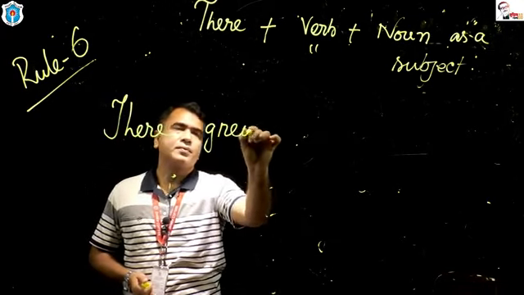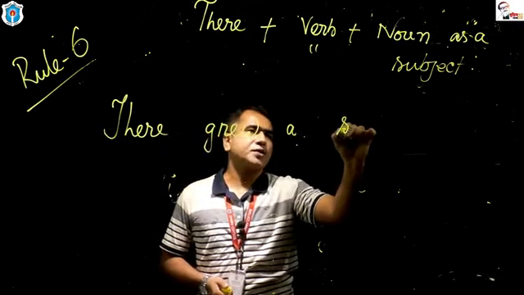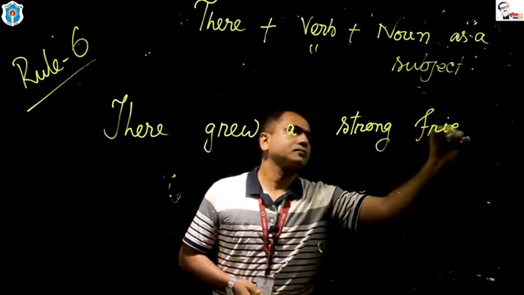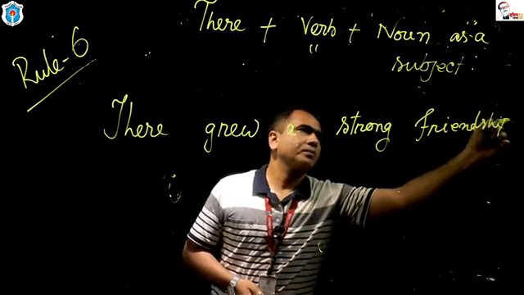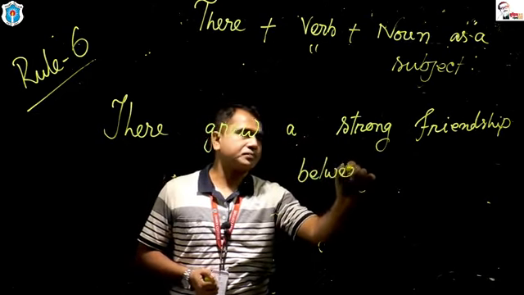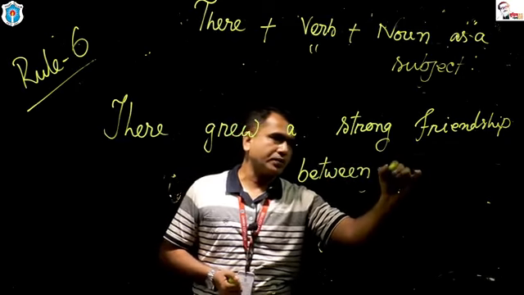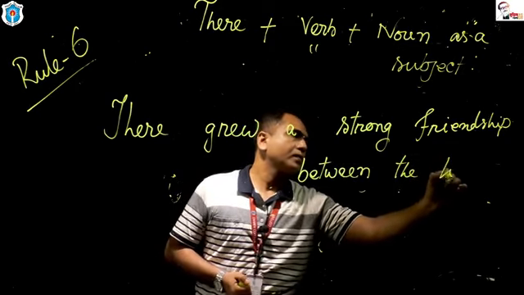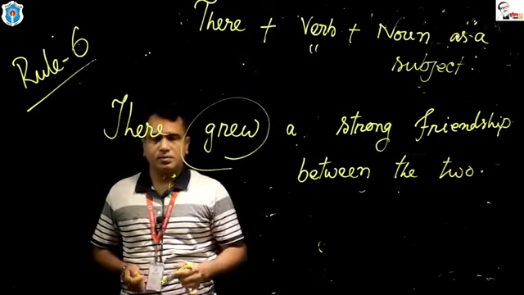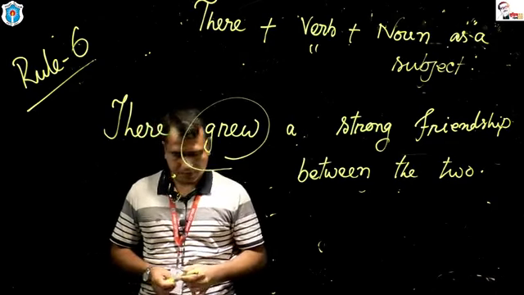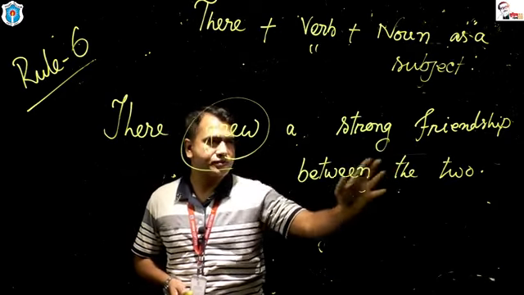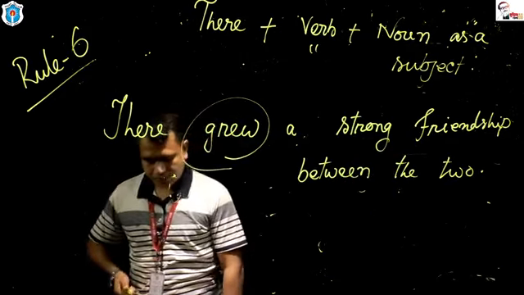There grew a strong friendship between the two, or between Rohim and Kori. Here we see the verb grew has been used as a past tense. The past form of grow is grew. There grew a strong friendship between the two.